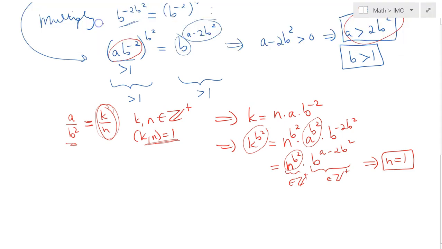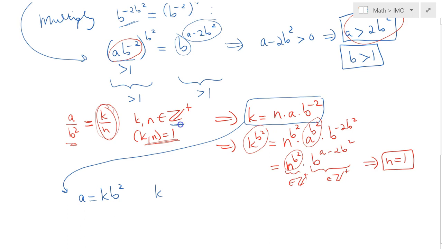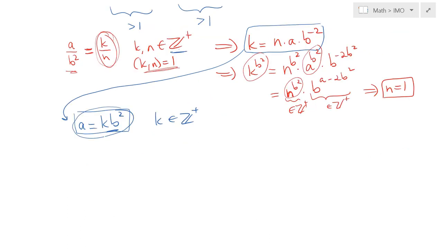Now therefore if I go back to this equation, I can simplify it. We have that n is 1, so I can just get rid of it. So we have a is equal to kb squared, right? So from here we get a is equal to kb squared, and here k is a positive integer.